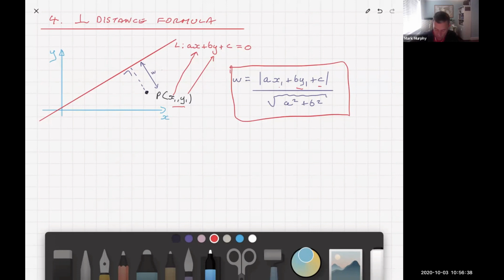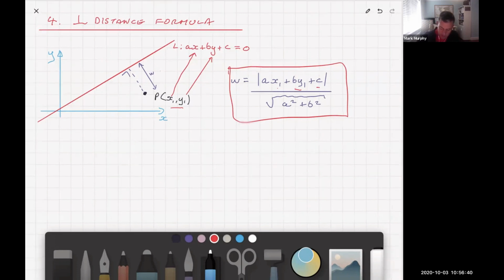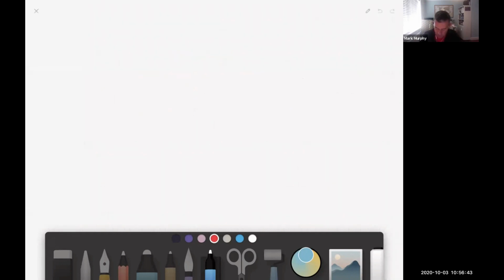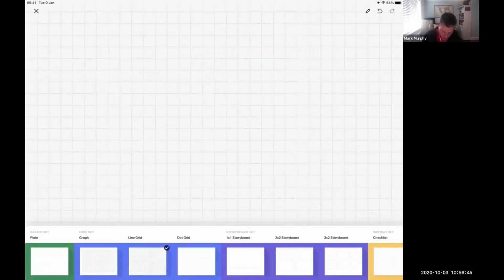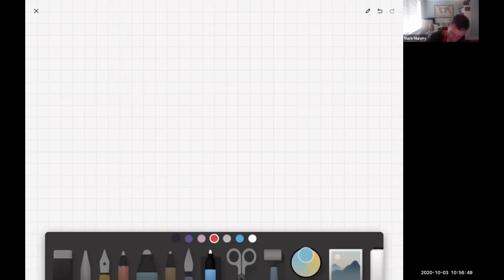What time is it now? We do one more, I think. So we go to the next page, and it's number 5, and that's the angle between two lines formula.